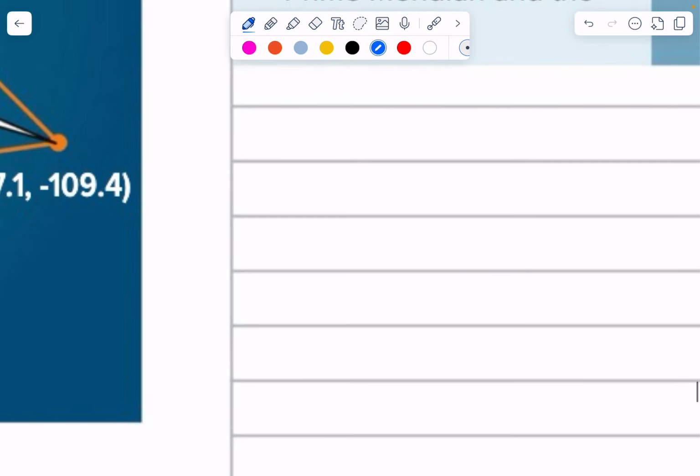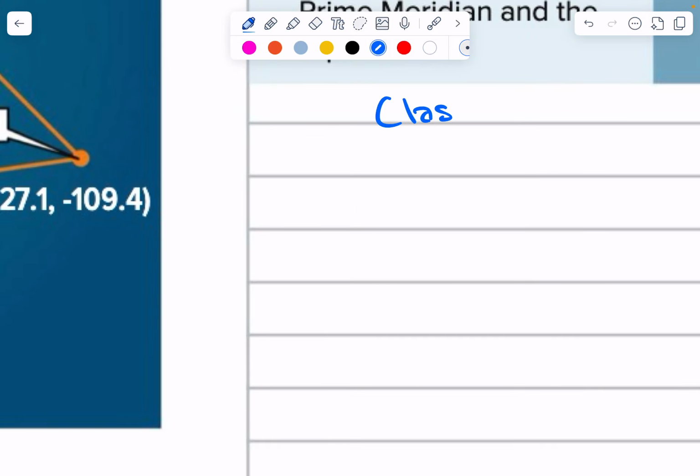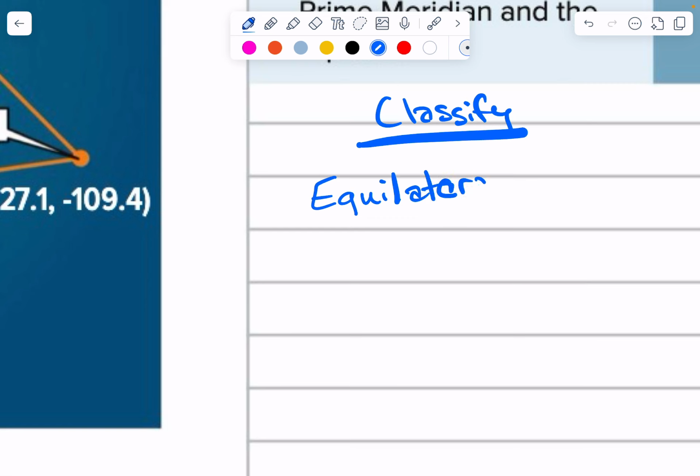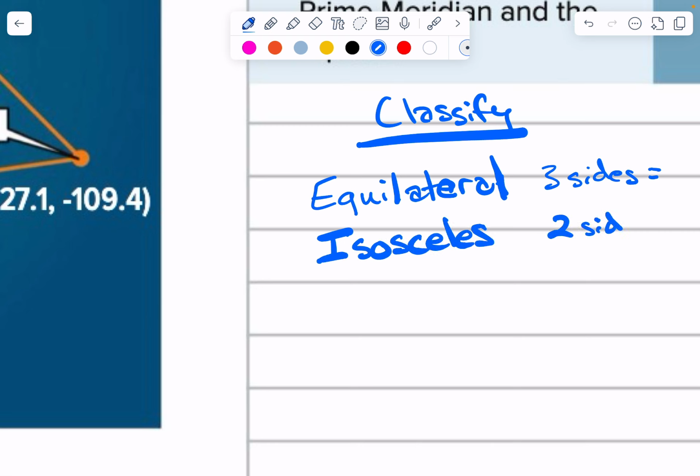All right, let's talk about classifications. In order to classify, you could have a triangle where all 3 sides are the same, in which case it is equilateral. Equilateral means all 3 sides are equal. It is also equiangular, which is another thing, but we'll talk about that more in chapter 7, I think. Equilateral, equiangular, 3 sides are equal. If it has 2 sides equal, it's called isosceles. And if no sides are equal, then it is scalene.